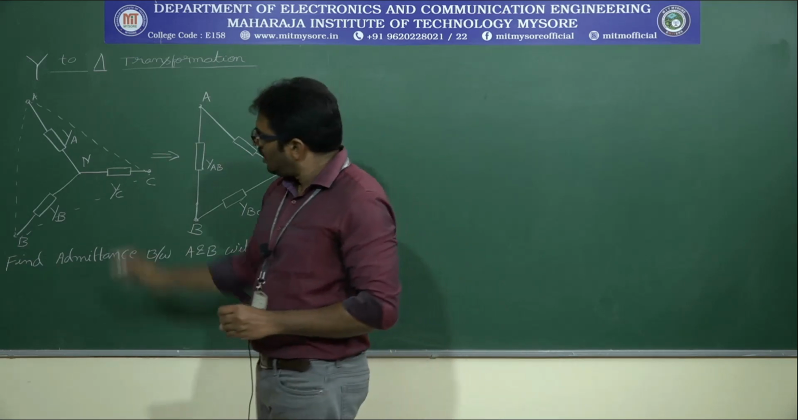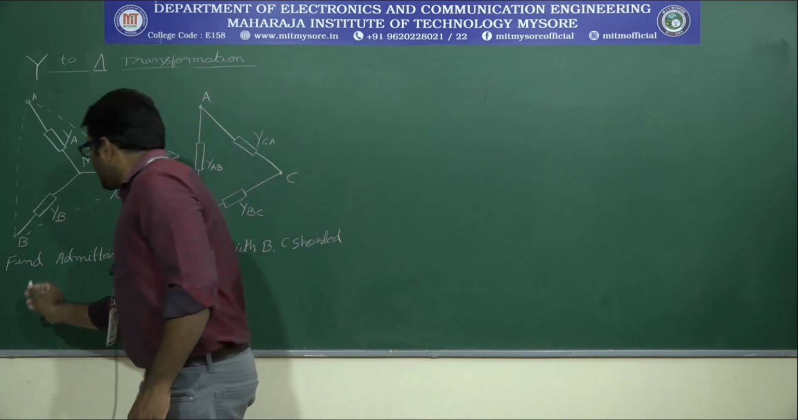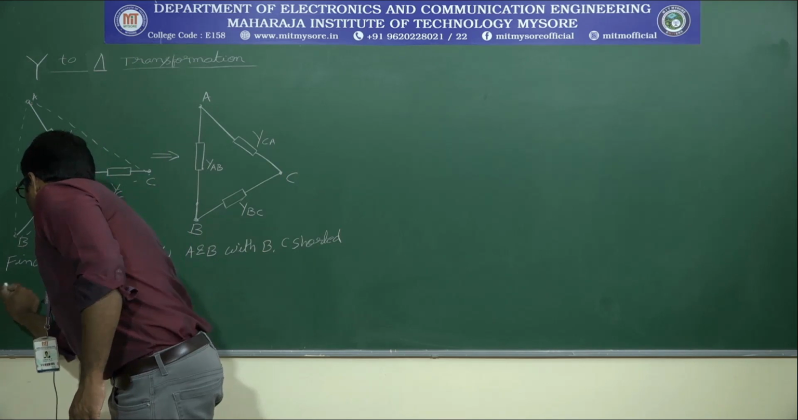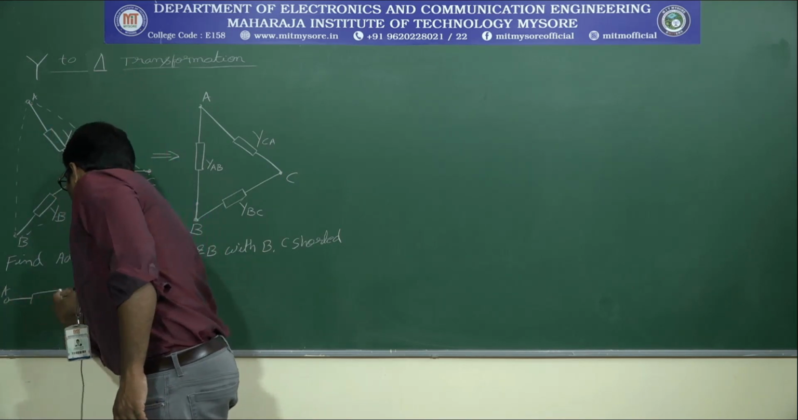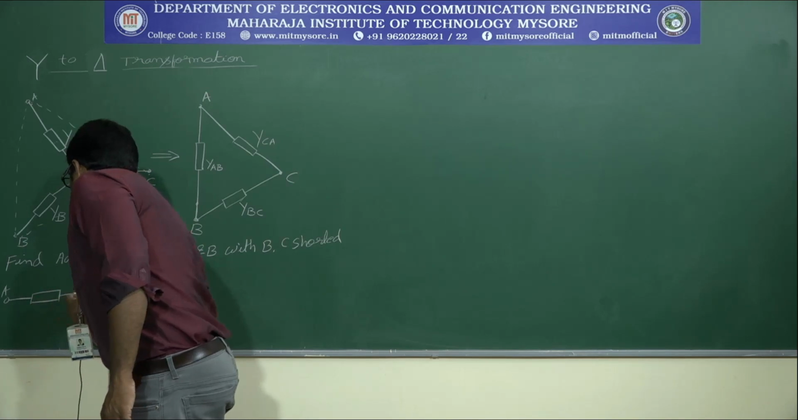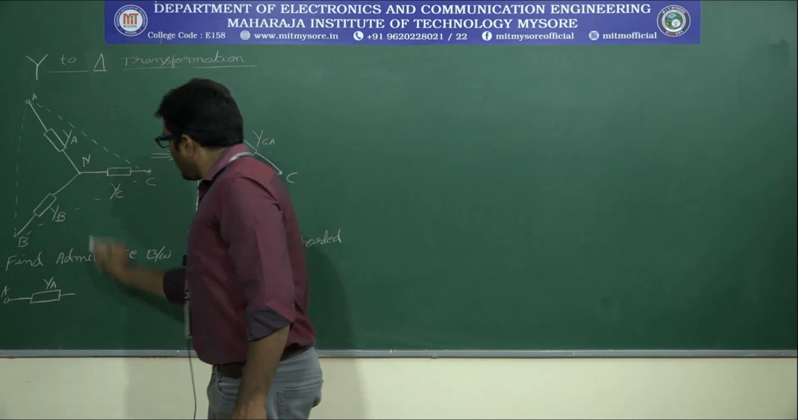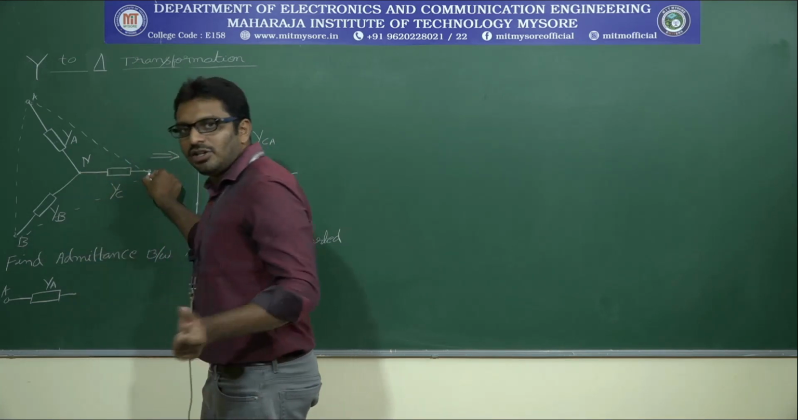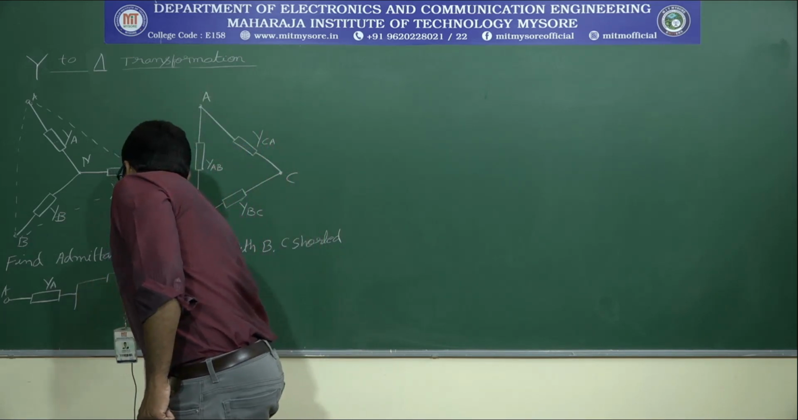Is that clear? Now let me write how the circuit looks. I will start with the terminal A. What is that admittance? YA. Now, when B and C are shorted, this is the neutral point, right? When B and C are shorted, I mean joined together, see the circuit like this.